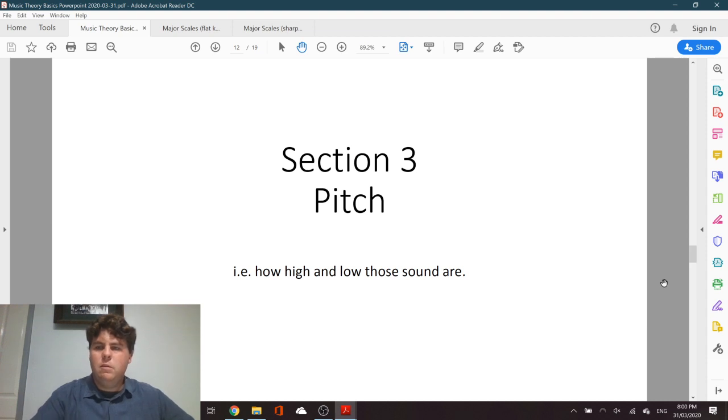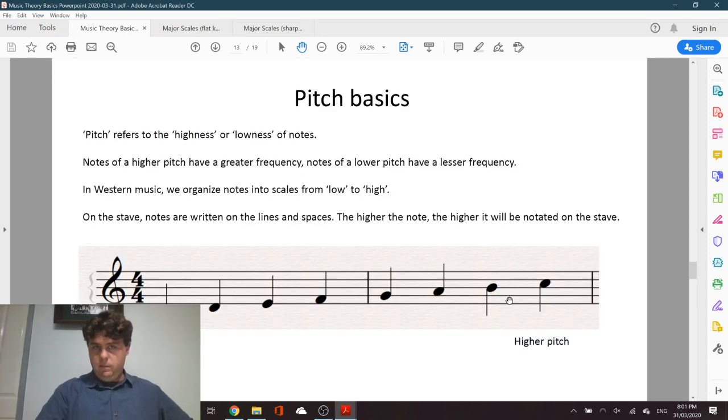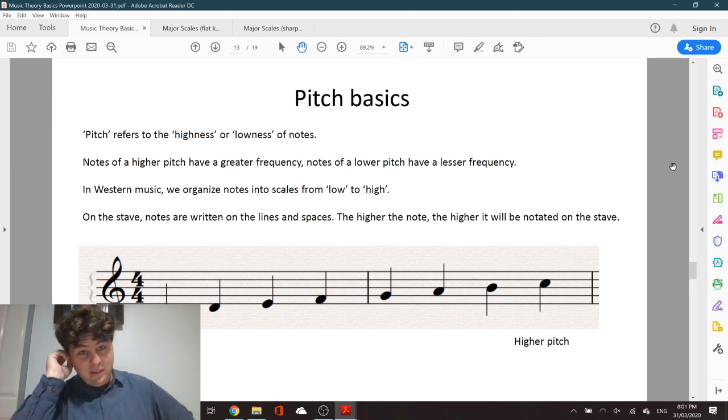Okay, moving on to another big section. This is pitch, or how high and low those sounds are. Okay, pitch basics. When we say pitch, we're referring to the highness or lowness of notes. Notes of a higher pitch have a greater frequency. Notes of a lower pitch have a lesser frequency.